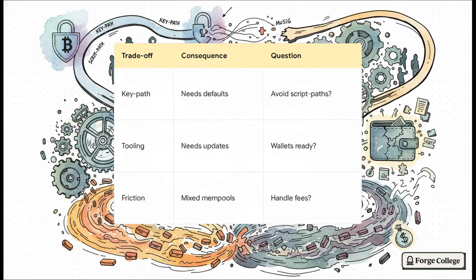Second is tooling complexity. Wallets don't just magically aggregate all this stuff for you. It requires really complex multi-round coordination off-chain using protocols like multisig. And third, adoption friction. In a transitional network, having mixed transaction types floating around the mempool creates unpredictable fee dynamics while everyone else is slowly trying to catch up to the upgrade. It's a process, for sure.